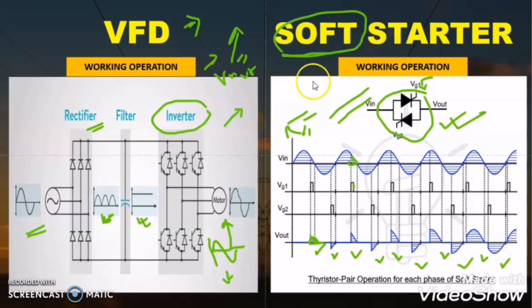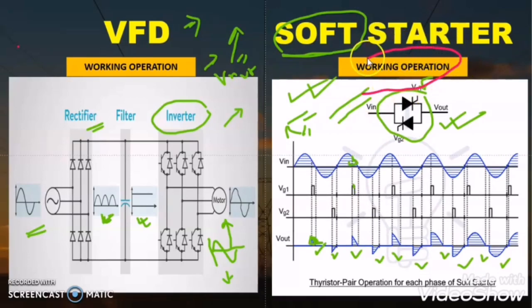So we can say that by gradually increasing the speed of the motor through a soft starter, it is reducing the bad electrical impact on the motor, and it is also reducing the bad mechanical impact on the motor. I hope you clearly understand the working operation of the soft starter.